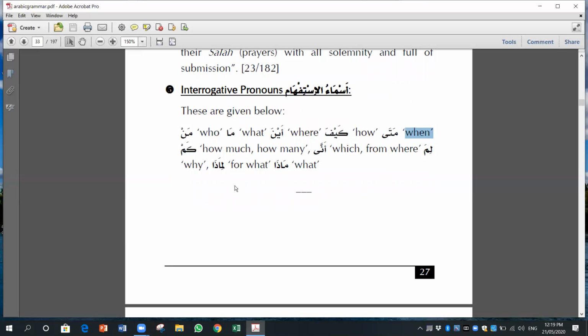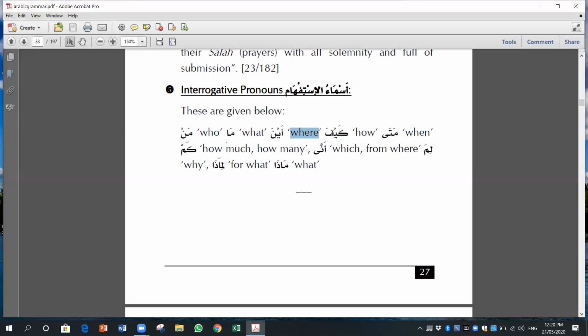So anti is a female. So man anti, who are you? You will say ana Rahila, because ana means I. Then ma hada. If there is a male thing, I will ask ma hada, what is this? So ma is used for what. Aina means where. Aina anti Rahila, Rahila, where are you?